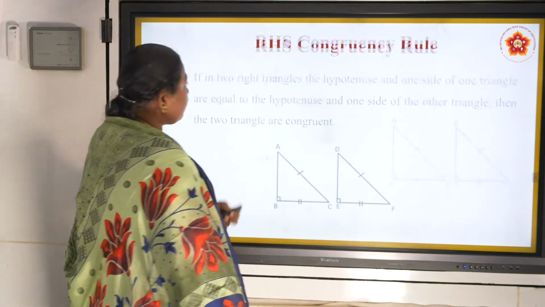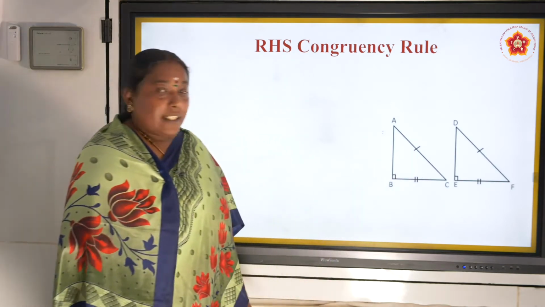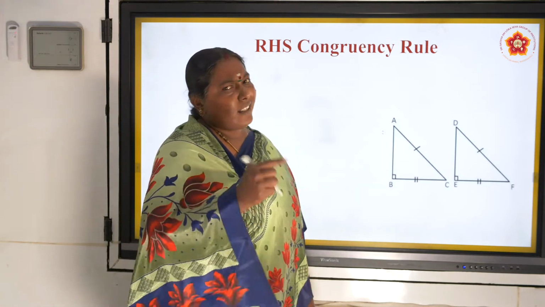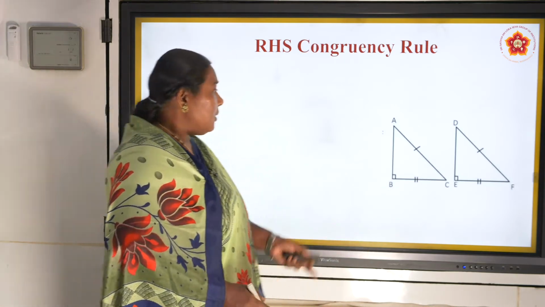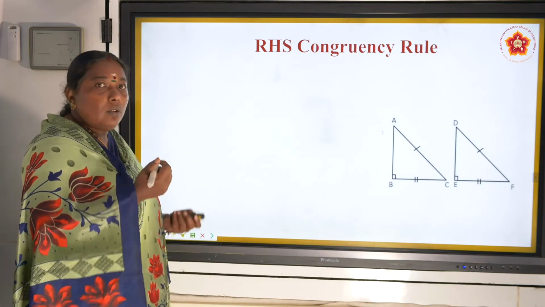So next. See, two triangles ABC and DEF are there and both are right angled triangles. Right angled triangle means we have to use the Pythagoras theorem. So how to use that Pythagoras theorem? What is it?